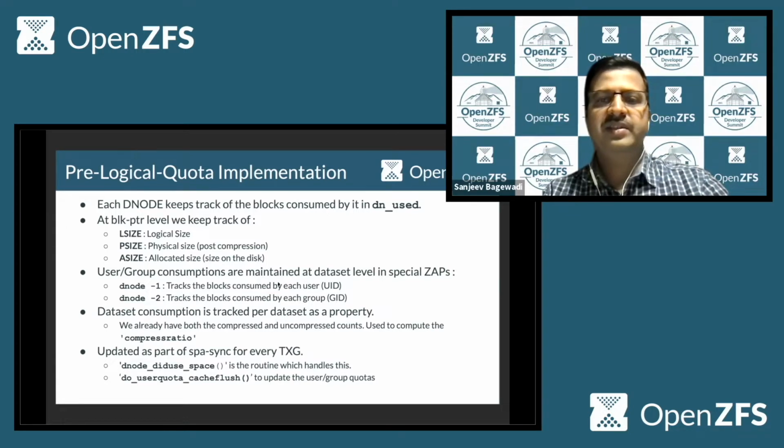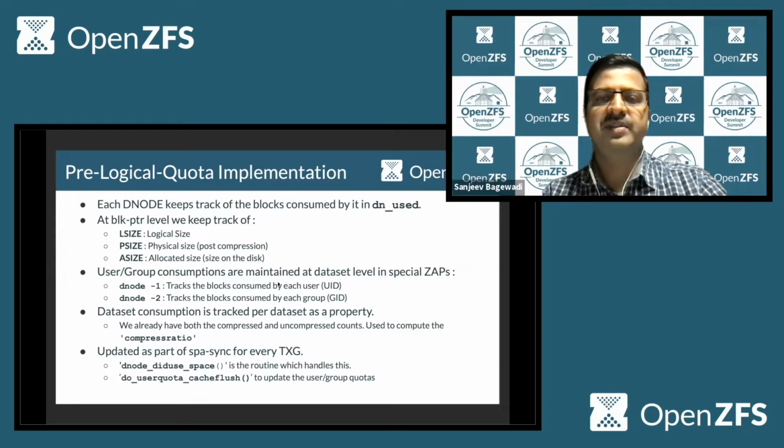Each dnode keeps track of the blocks consumed by that dnode in dn_used. So if you look at the dnode phys, it's essentially keeping track in dn_used. And also in the block pointer, we have all the sizes. We have the logical size, we have the physical size, and asize, which is the allocated size on the disk. So the block pointer is fairly neat because we have everything that's needed there.